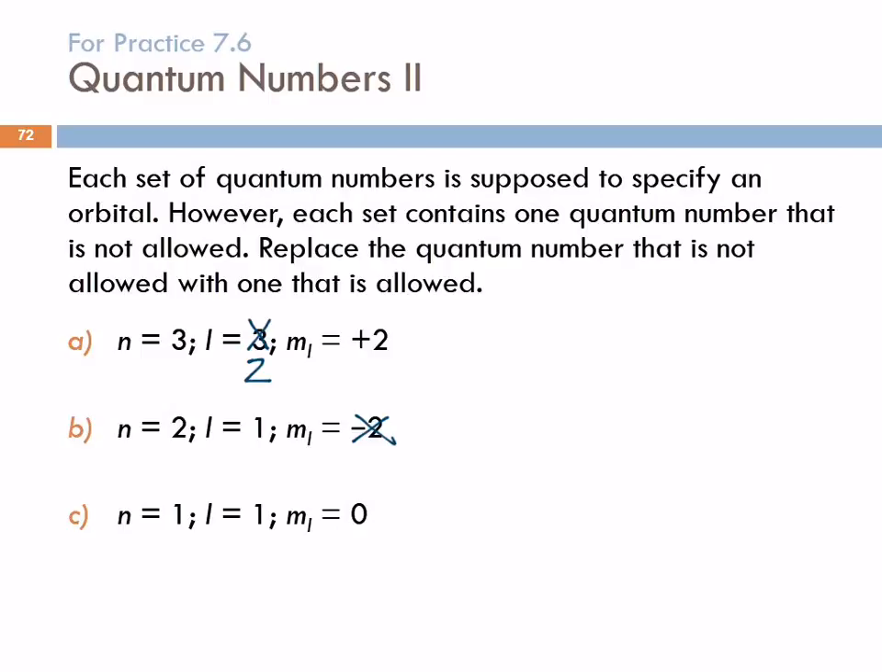Well, in this case, we could do any of them. You have to pick one, but it's going to be one of those. Well, this last one, n equals 1, L equals 1. No, L starts at 0 and goes up to 1 less than n. So that can only be 0. And then can m sub L be 0? Yeah, it has to be. Any questions?